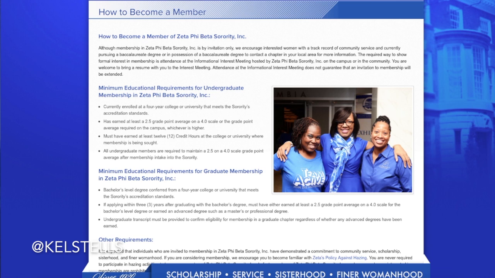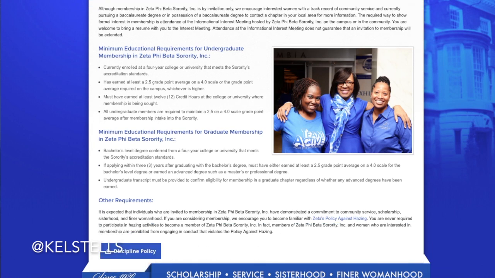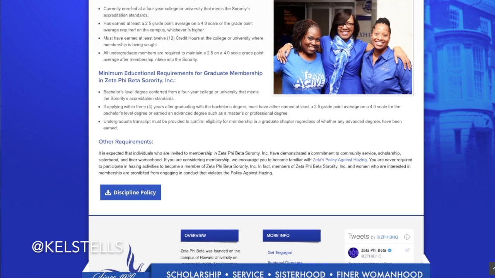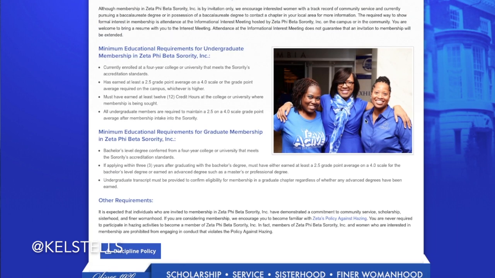You see the running theme of disciplinary problems and disciplinary policies that each organization has in place. They really want you guys to pay attention to this information because it is important if you're planning on joining an organization to know what is allowed and what isn't allowed by each sorority organization.